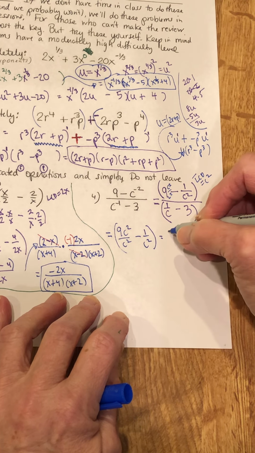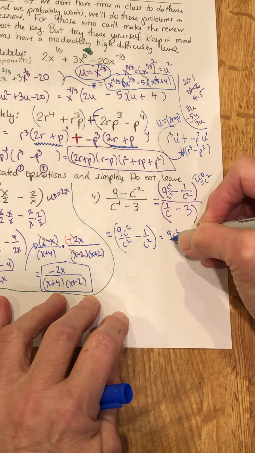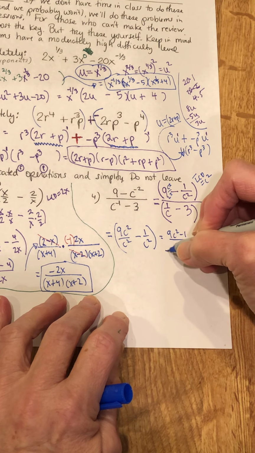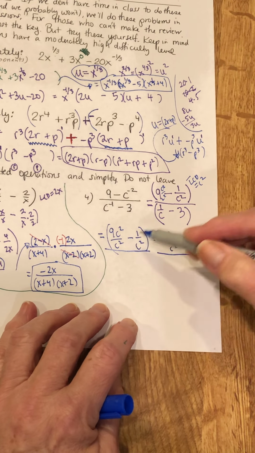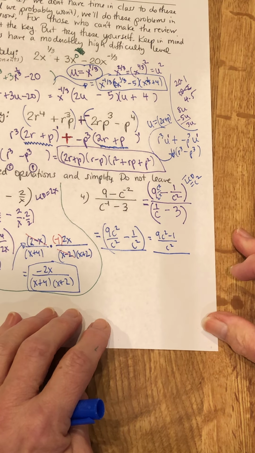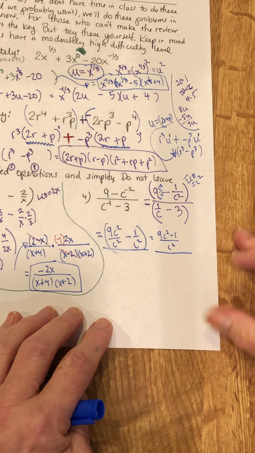And so that's going to be 9c squared minus 1 over c squared. Now that's all just the numerator. Once you've done inside the parentheses, you can drop the parentheses if you want. Now I need to look at the denominator.